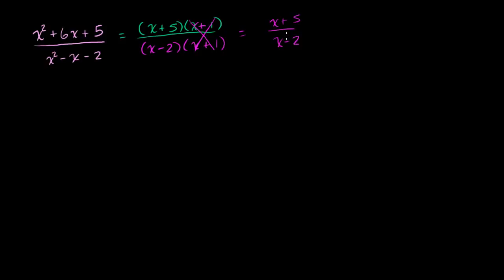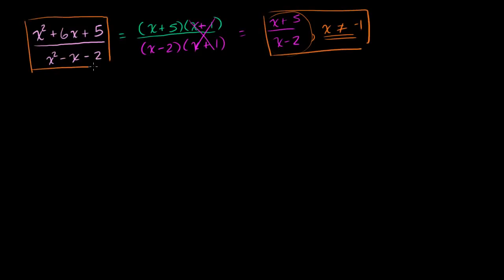But for them to really be equal, we have to add the condition that x cannot be equal to negative 1. Because if x is equal to negative 1, this is undefined. This by itself is defined at x equal to negative 1. You could put negative 1 here, and you're going to get a number. But this is not defined at x equal to negative 1. So we have to add this condition for this to truly be equal to that.